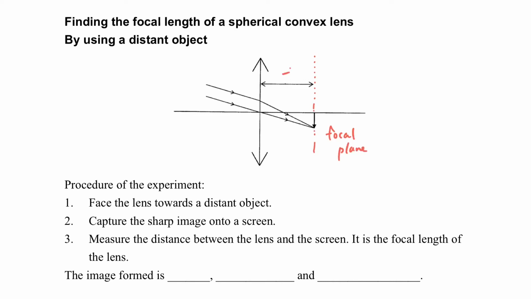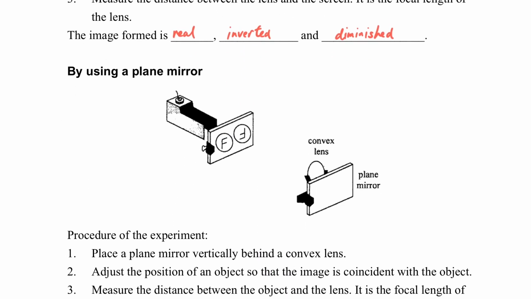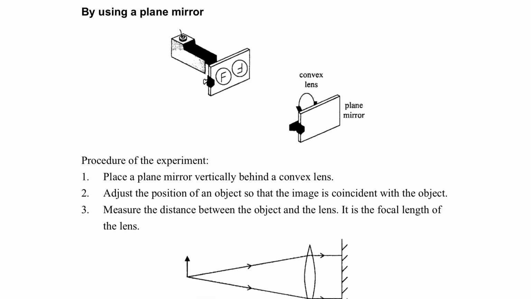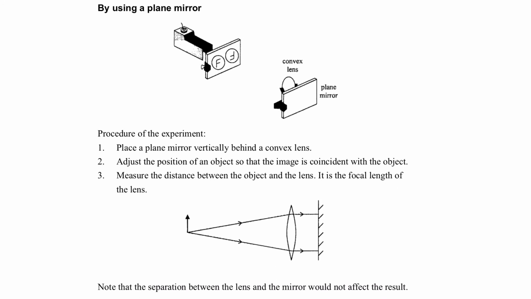The first method is using a distant object, because we know that a distant object can form a real image at the focal plane. And the focal plane is the distance between the lens and the focus, which is the focal length.